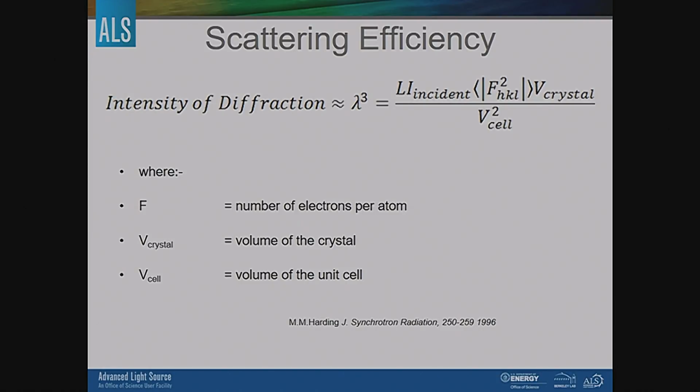We can look at scattering efficiency as being related to the wavelength of the X-rays coming in, but also inversely proportional to the volume of the unit cell. So a very large unit cell is going to hurt your diffraction intensity. Also, the structure factor, if you have all light atoms, it's going to hurt your intensity of diffraction.